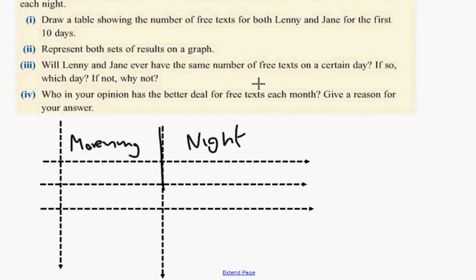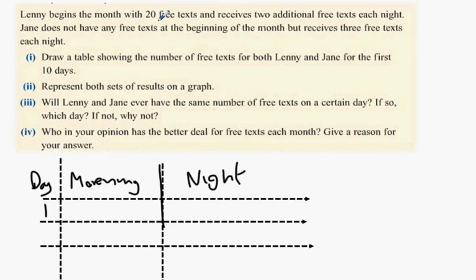Is that if this is the day, this is day 1, okay? Now in the morning you have how many? You have 20 texts, yeah. And then how much do you have at night time then?